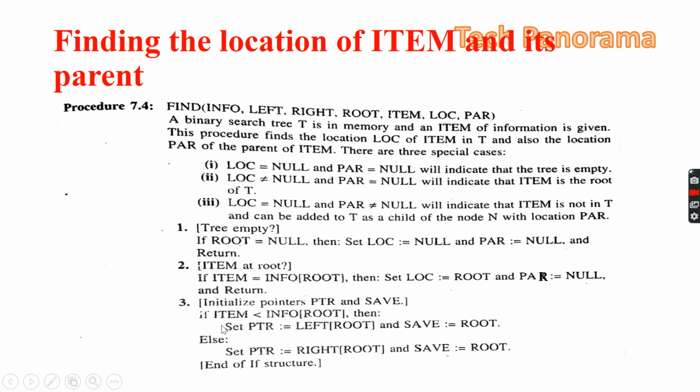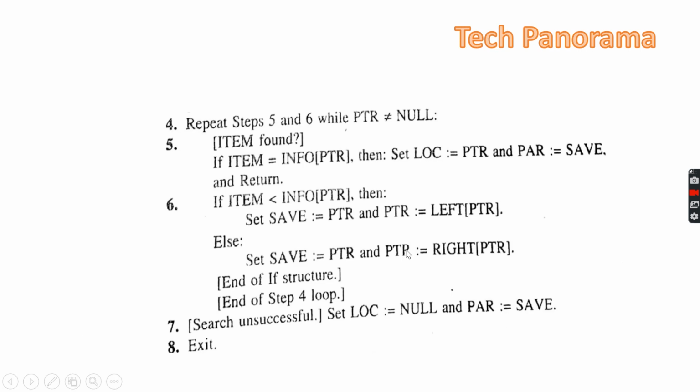Otherwise, we will compare the item with the info of root, whether it is less than or greater than. If it is less than, then we will take a pointer ptr that will point to the left of root. Otherwise, we take ptr equal to the right of root, and take a save that will contain the parent of the ptr, that is your root in the first case. Then we proceed to next till the ptr is not equal to null. When the ptr is equal to null, the procedure will stop there.